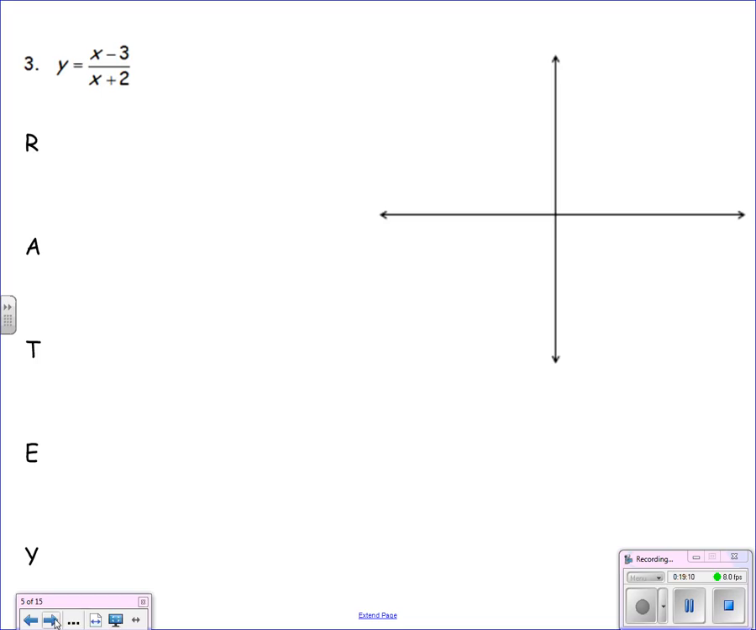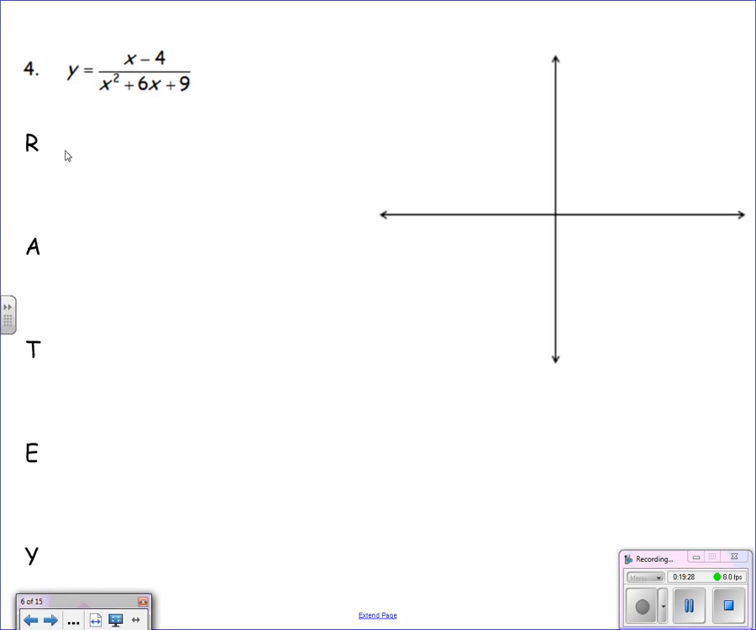I want you to practice number 3 on your own. Let's do number 4 together, and then the others you're going to do on your own.